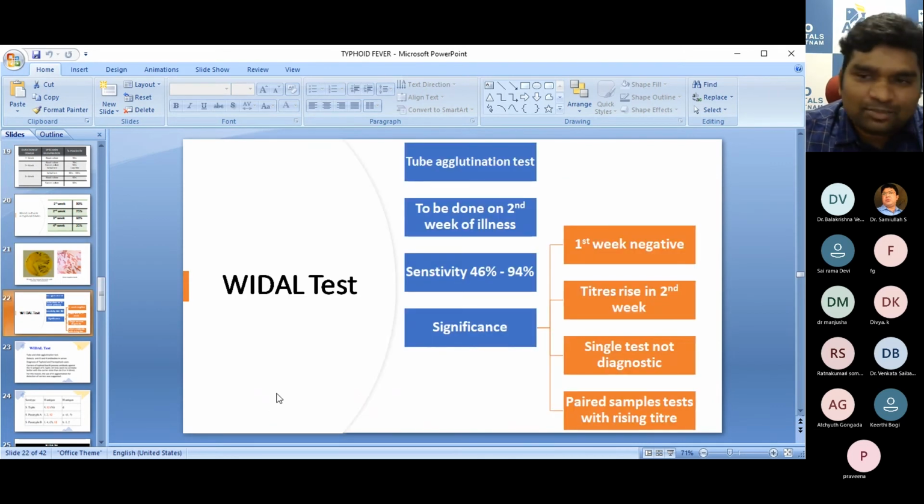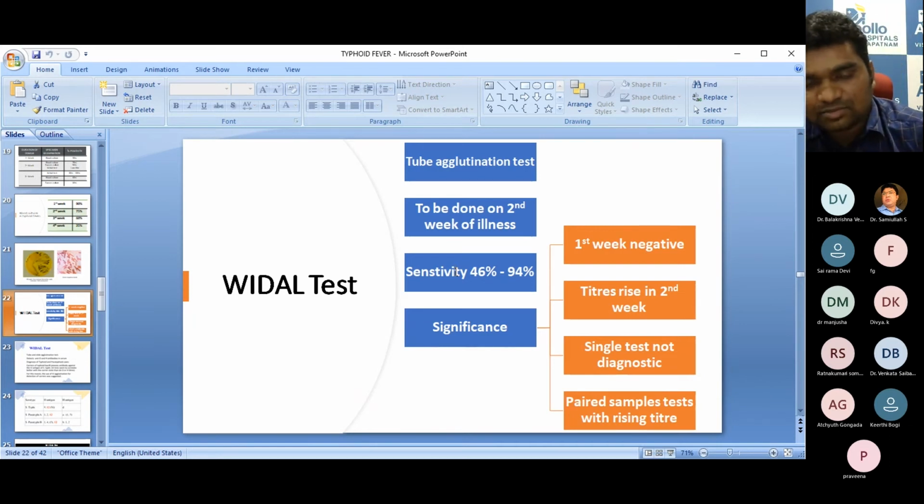And coming to the most important and most common test we follow, the Widal test. This is more sensitive, the sensitivity rate varying very much from 46 to 94%. It is a tube agglutination test. The Widal test can be done on a slide also, but we will concentrate more on the tube agglutination test.